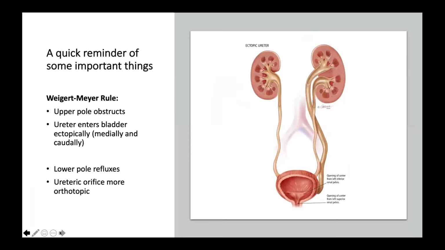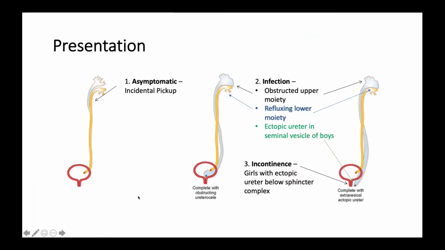So this guides how people present. Asymptomatic, as I said before, they can have a complete or an incomplete duplicated system. They might be going into a single ureter, and these are often an incidental pickup. But when you have a known duplex system presenting with UTIs, it can be difficult to know what the source of the UTI is because you have an obstructed upper pole, and we know that any obstruction within the urinary tract can predispose to sepsis due to stasis. But then you also have a refluxing lower pole, and we know that reflux also predisposes to infections.